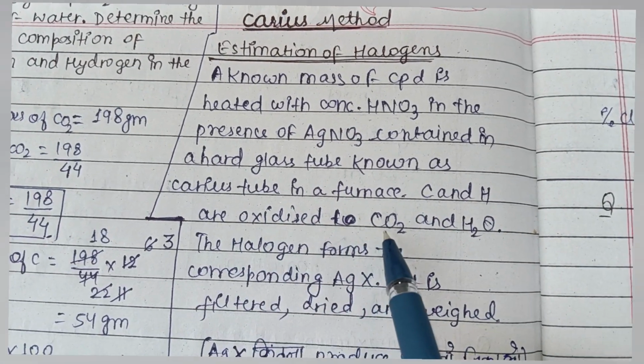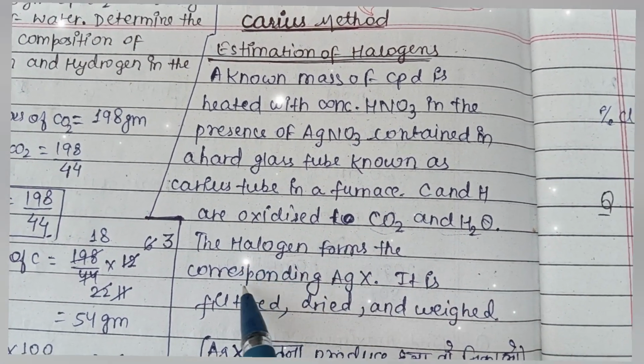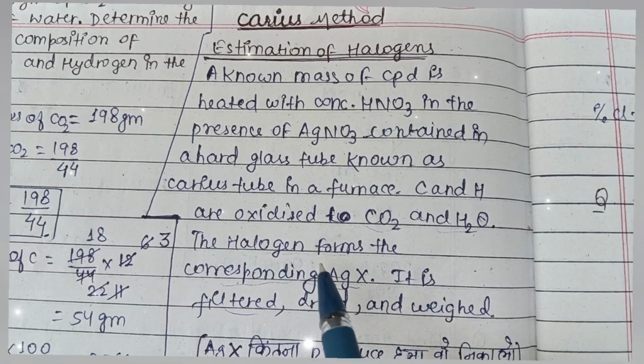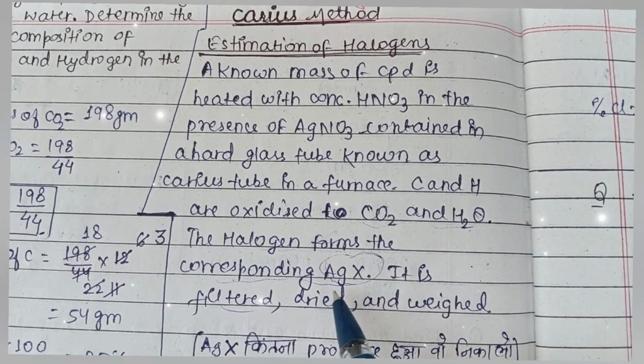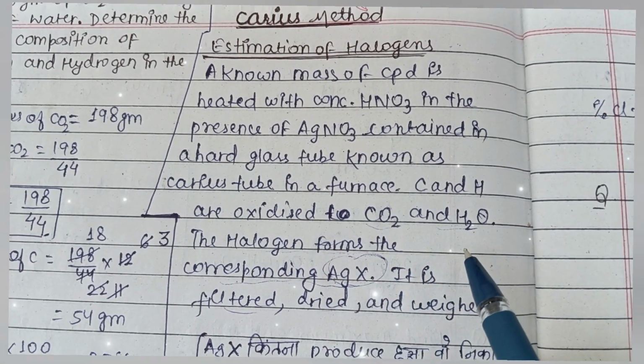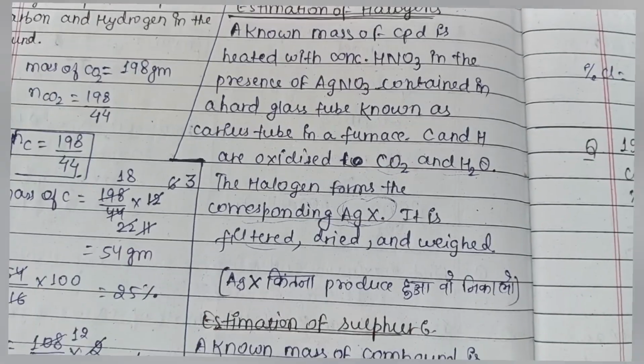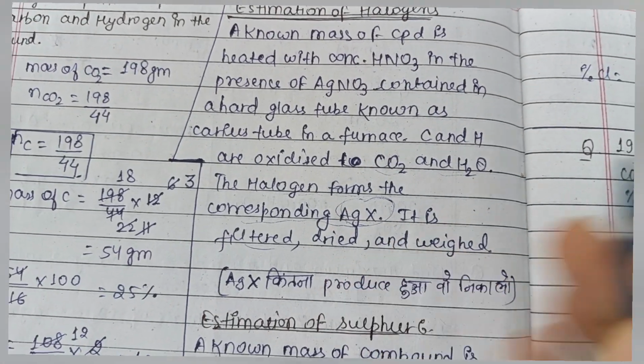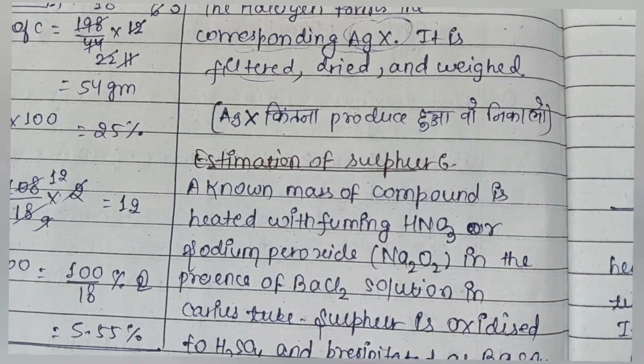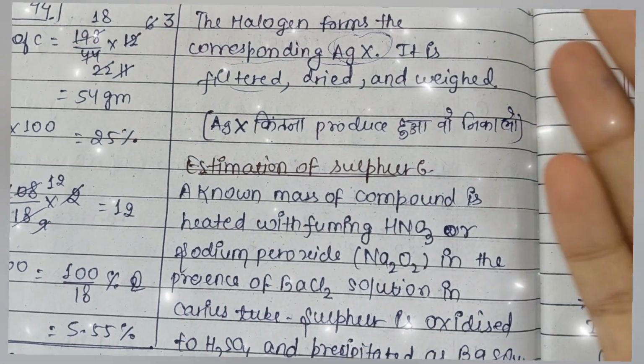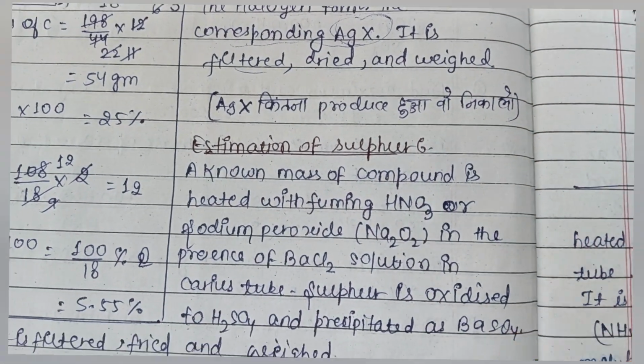Carbon and hydrogen are oxidized to CO2 and H2O. The halogen forms the corresponding AgX. It is filtered, dried and weighed. So this is the AgX, from where we can find the number of moles of X, and that we will multiply by the molar mass, and from there we can get the percentage of this X, meaning this halogen. It's that simple. I'm going to discuss some questions related to the Carius method in this video only, so watch till the end.